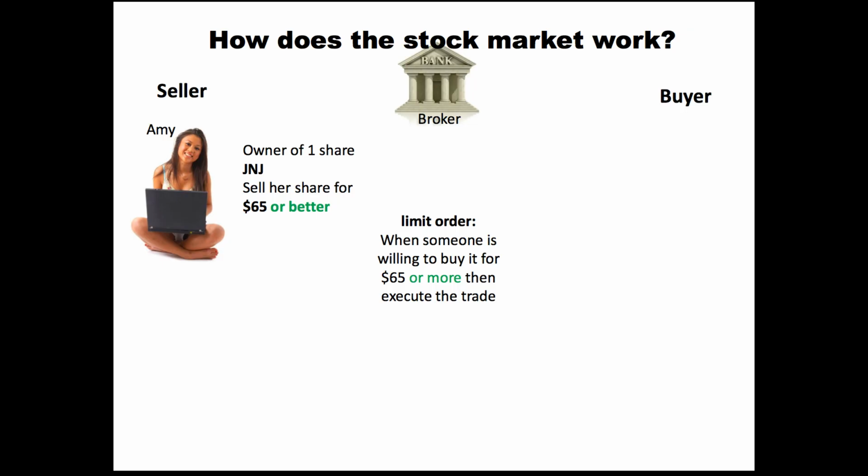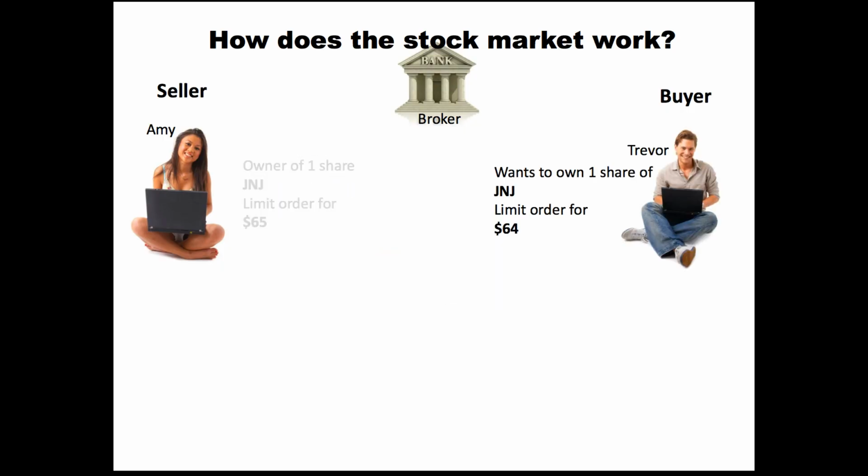So what we just talked about was a stop order. Now a limit order is that, let's go back to Amy, and she wants to still sell her, let's start over again. Amy wants to sell her share for $65 or better. So if the price is $65, she's going to sell it. If the price is $65.10, she wants to sell it. So as long as that price is higher than the $65, Amy wants to sell her share. Now we have Trevor, who wants to buy one share, and he puts in a limit order for $64, meaning if he's going to buy it, it has to be under $64. He's not paying a penny more than $64 whenever he buys one share of Johnson & Johnson.